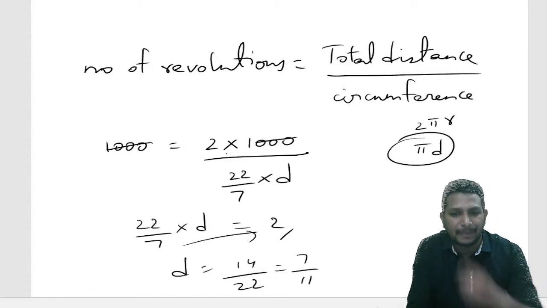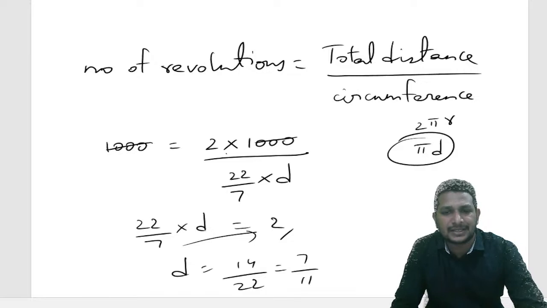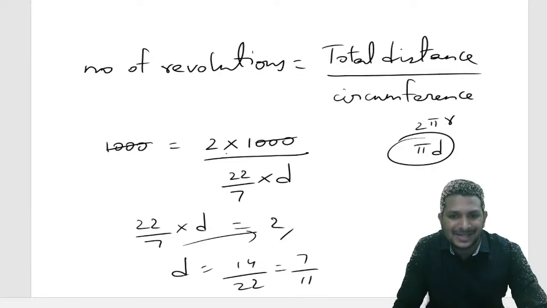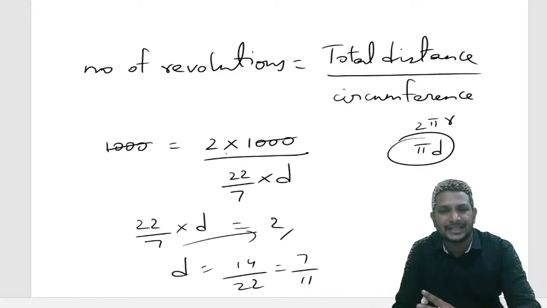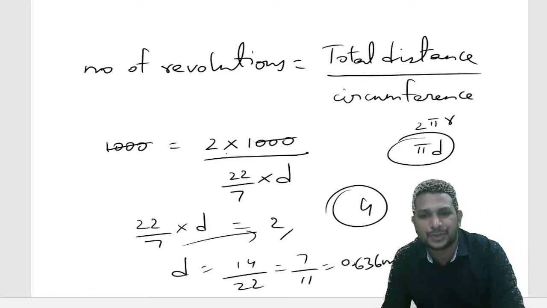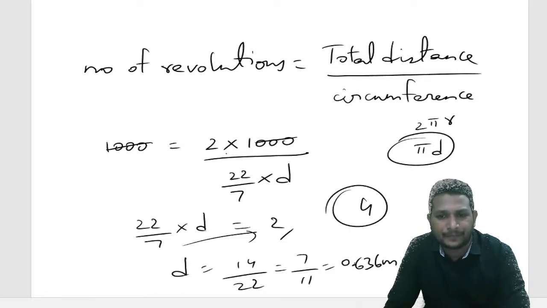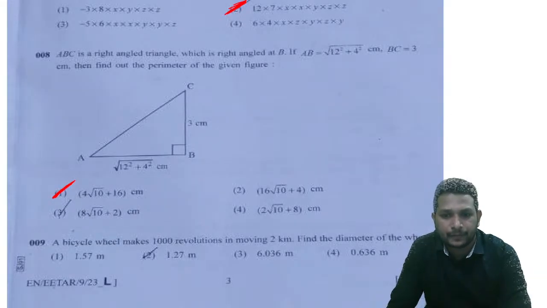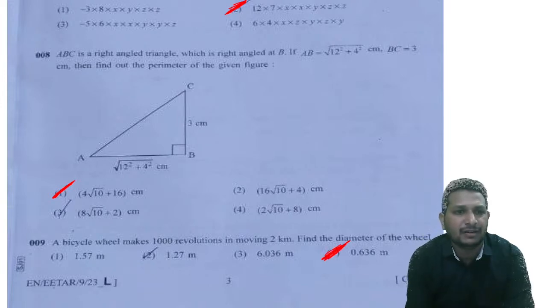As they gave options in decimals, we'll be getting 0 point something. If you calculate that decimal value also, we got 0.636, which is option 4. So for question number 9, the answer is option 4.